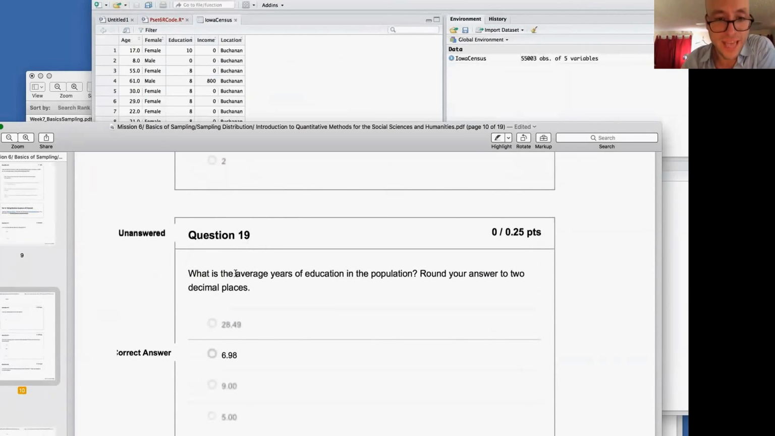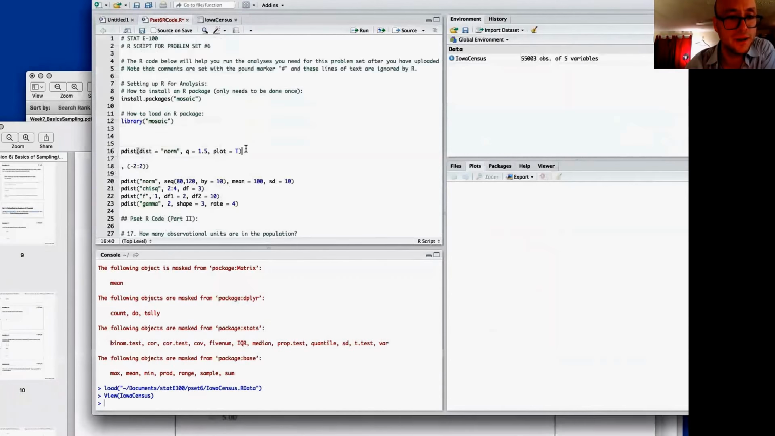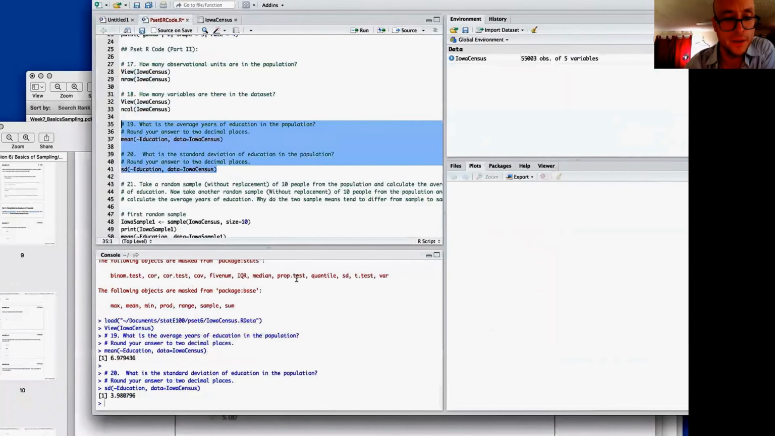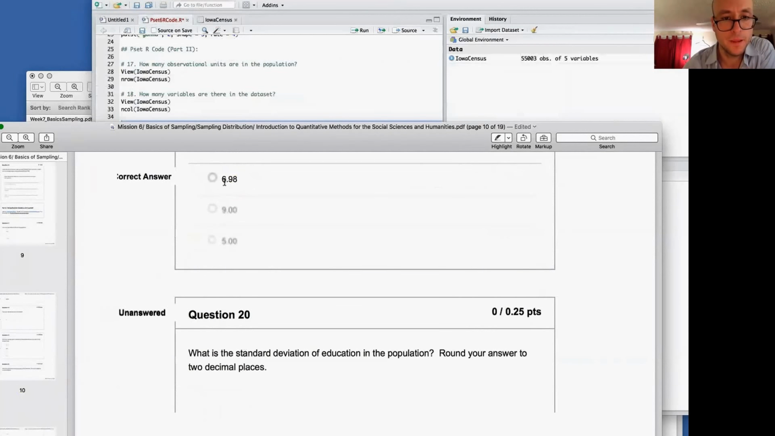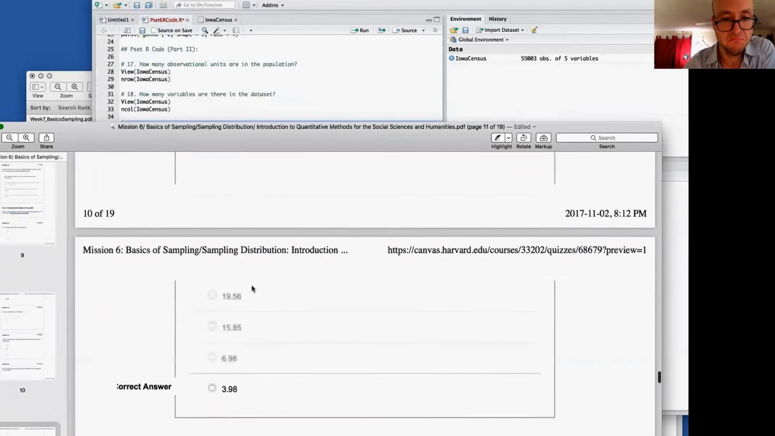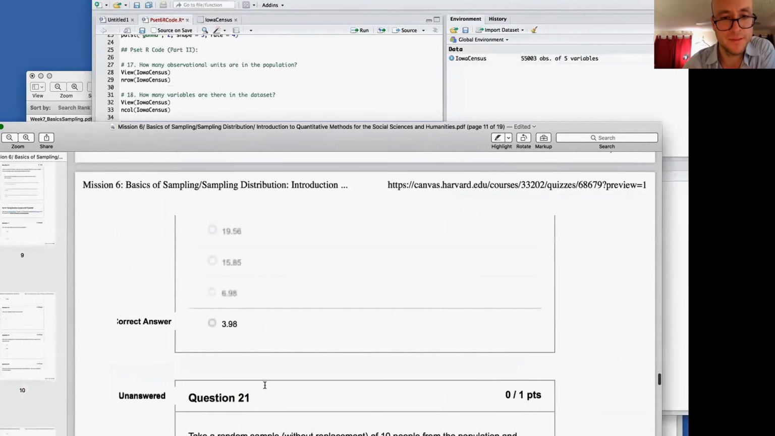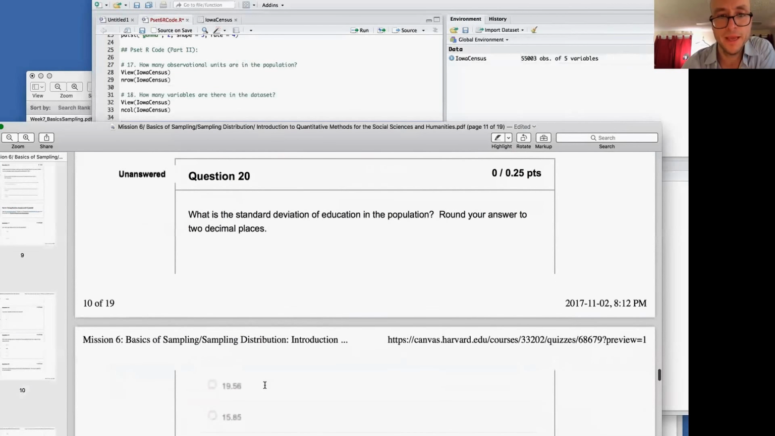Okay, what's the average years of education in the population? Here, this is where we're providing you with some of the code. You're just taking the mean and standard deviation. That's quite simple. Around 7 and around 4, right? So the population mean mu is around 7 for education.